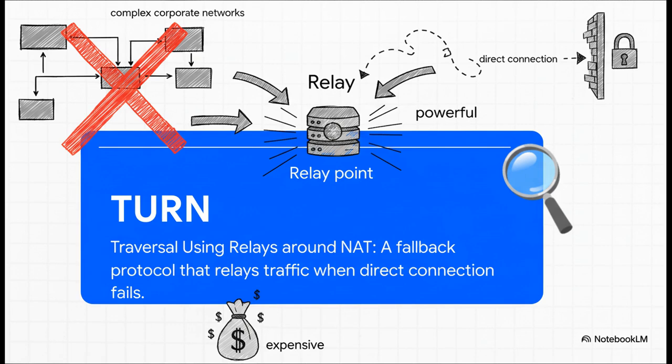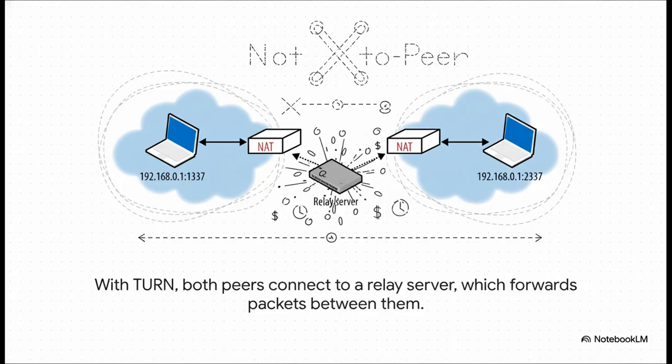But STUN isn't a silver bullet. Some types of NATs, especially in big corporate networks, are just too restrictive. For those really tough cases, we need a plan B. And that fallback is called TURN. The key word you need to remember here is relay. TURN is our powerful but very expensive last resort. When you use TURN, you're basically giving up on a direct connection. Instead, both you and the person you're trying to talk to connect to a public TURN server. That server then acts like a mailman, relaying every single packet back and forth between you. Now, this is super reliable. It almost always works. But it comes with a massive trade-off. It's not peer-to-peer anymore.